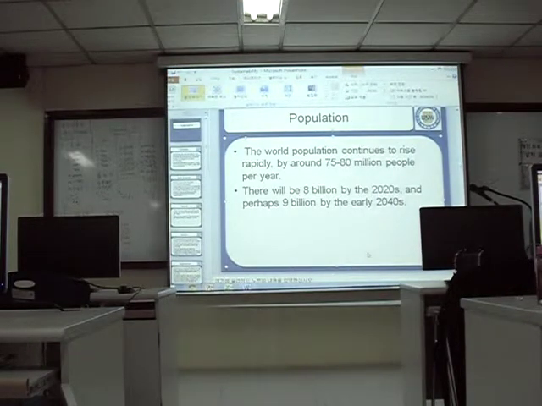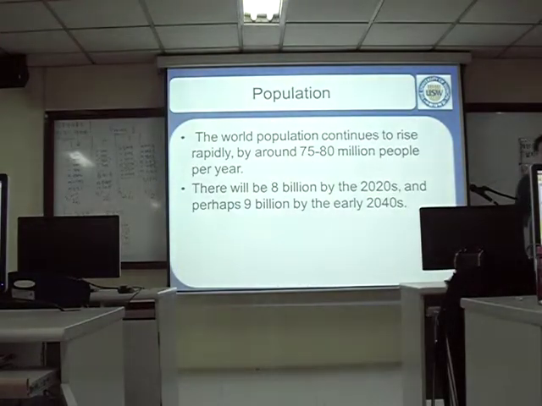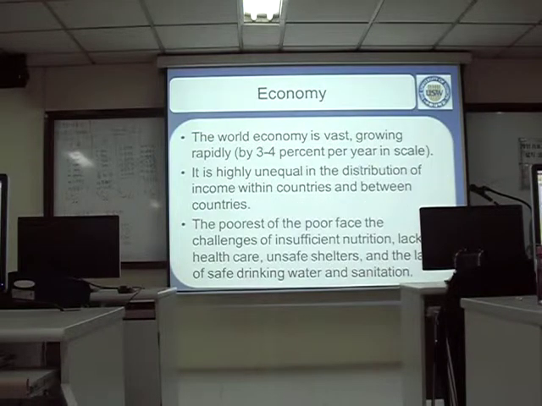But what do you think the life expectancy was about 100 years ago? Yes, less than that, maybe 50, or even in the 19th century it was just 40 years old, even in countries like Sweden, 45 or 50. But nowadays in most countries it's over 70. So there will be 8 billion people by the 2020s, and perhaps 9 billion by the early 2040s. The world economy grows about 3 to 4% a year, but it's very unequal, in the distribution of income within and between countries.